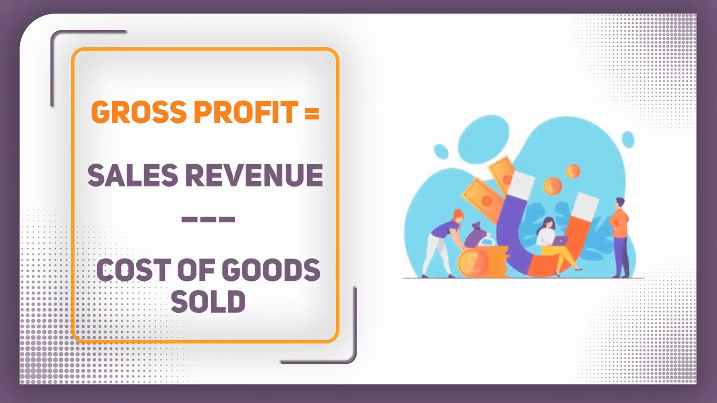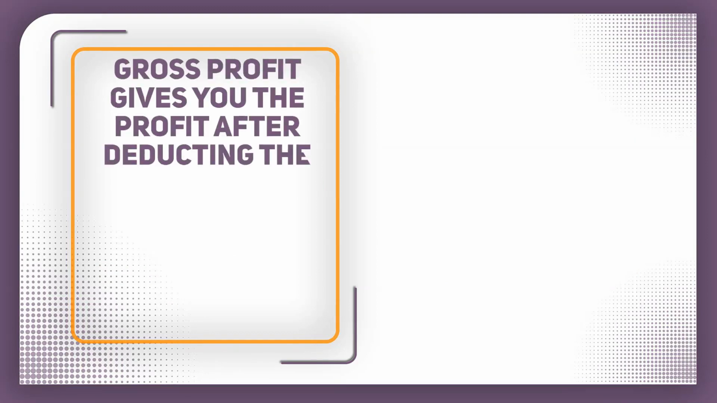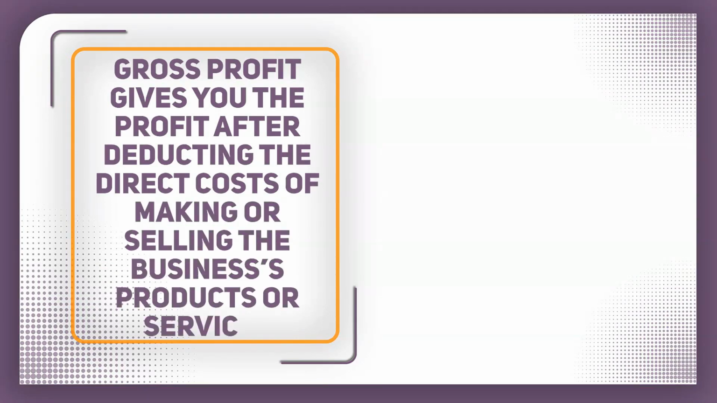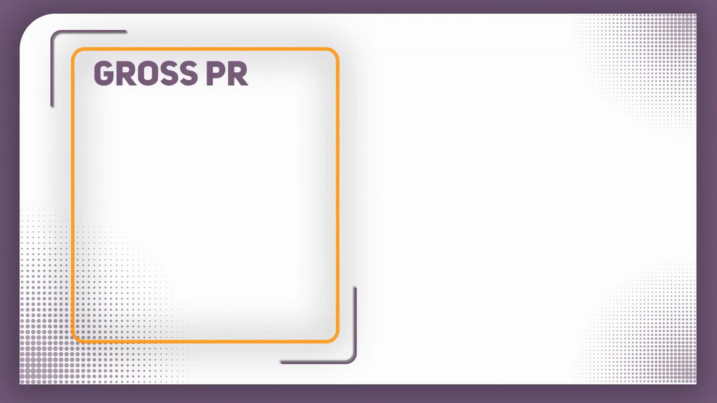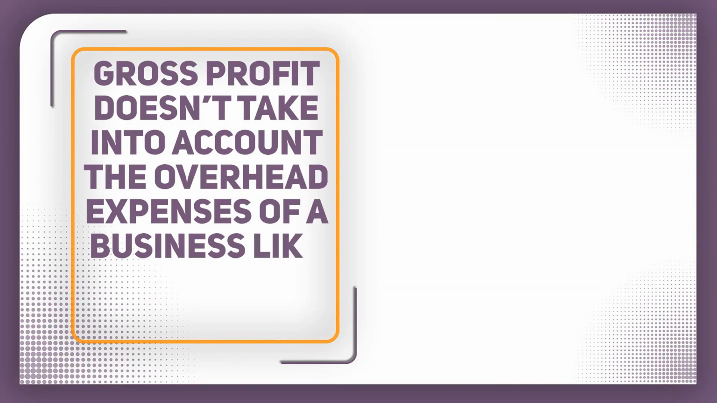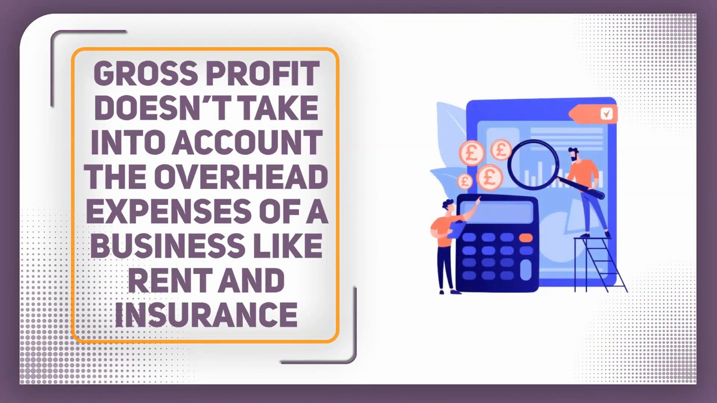Gross profit is one of the measures that shows how profitable a business actually is, how much they're making. Gross profit gives you the profit after deducting the direct costs of making or selling the business's product or service. Remember though, gross profit doesn't take into account the overhead expenses of a business, like rent and insurance. So it's all well and good making a gross profit of £50,000, but if your business expenses are £51,000, then you haven't actually made any profit.